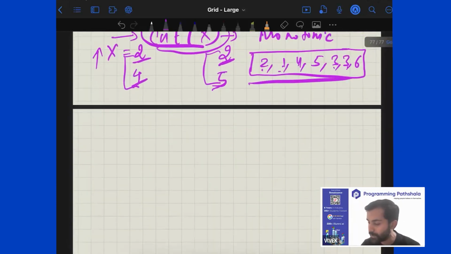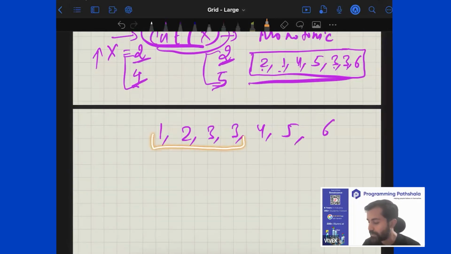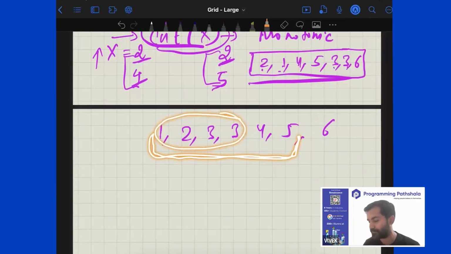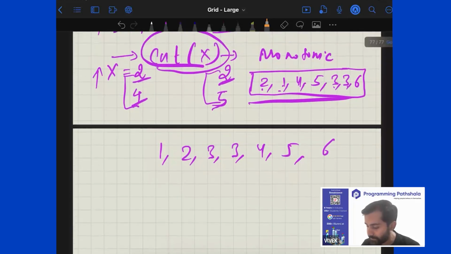You have an array. Let's sort it: 1, 2, 3, 3, 4, 5, 6. Somebody has asked you, tell me how many elements are smaller than or equal to 3. You will say this much. Now somebody has asked you, tell me how many elements are smaller than or equal to 5. You will say this. Can you see that this thing already encompasses this, right? So if the value of x increases, then the number will be farther, and if the number is farther, the count will be more. Do you get this idea? So this function is clearly monotonic. Now that is one great point.